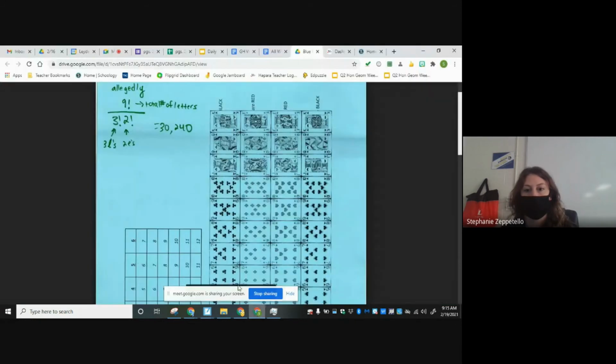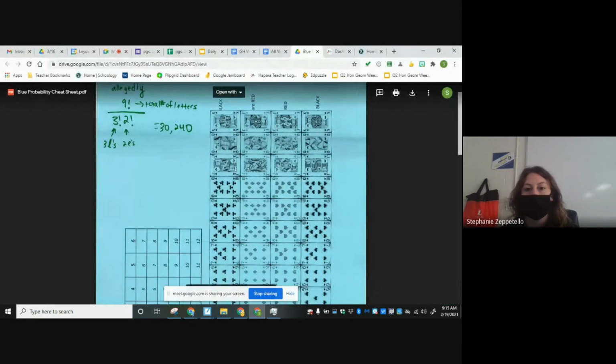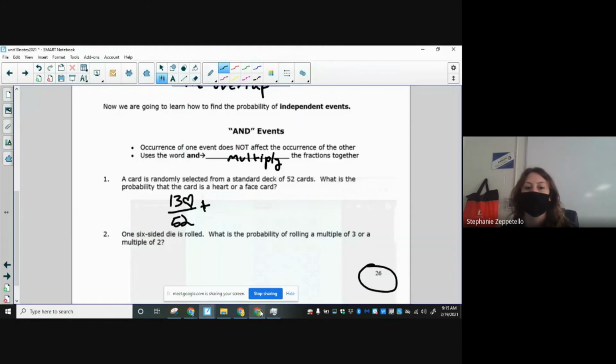Let's see. So these are all your face cards, right? Jack's got a face on it. Queen's got a face on it. King. So how many are there? This is 1, 2, 3 times 4. There's 12 face cards. So 12 face cards out of the 52.